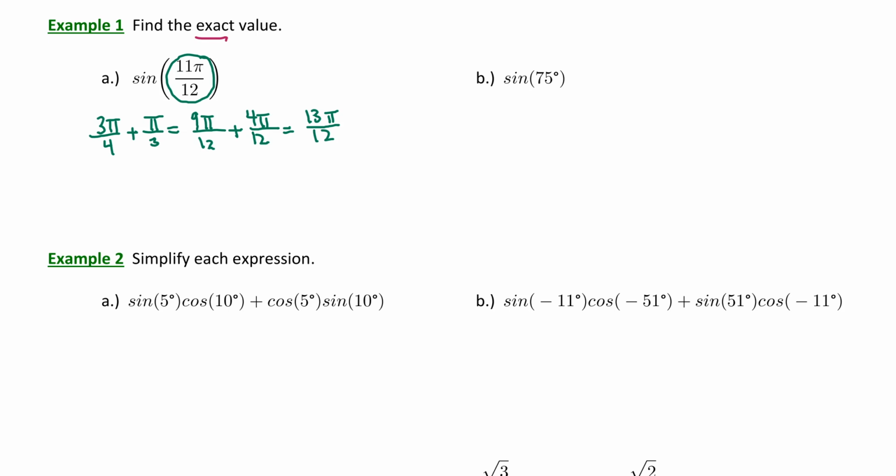But persevere, keep working with it until you find the right combination. Let's try another possibility. How about pi over 4 and 2 pi over 3? These would also require a common denominator of 12. Looks like our common factor for the top and bottom of that first fraction is 3, and the common factor for the top and bottom of the second fraction is 4. 8 pi plus 3 pi over 12, that's going to give me the 11 pi over 12 that I'm looking for. So that's our winning combination.